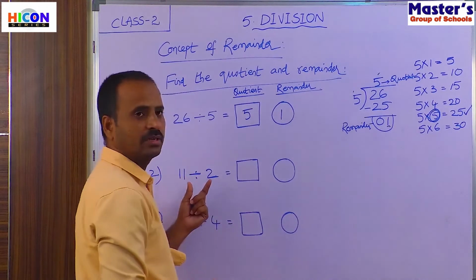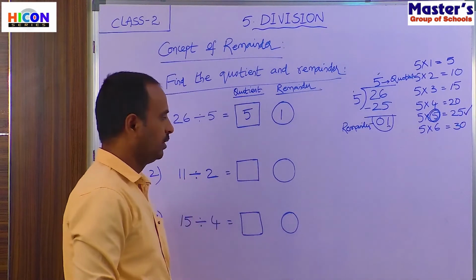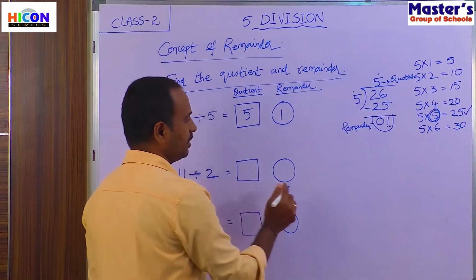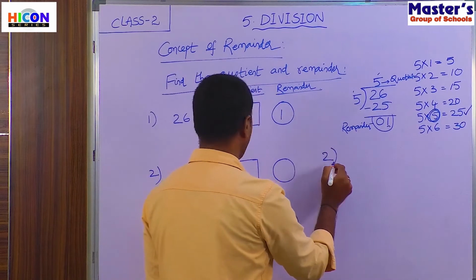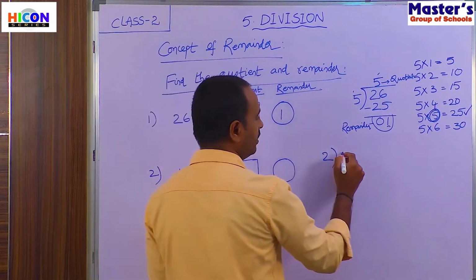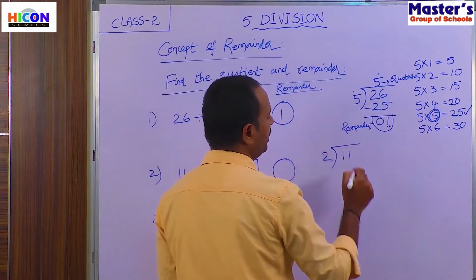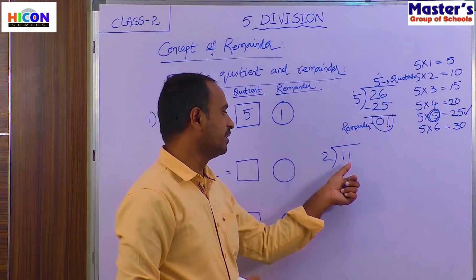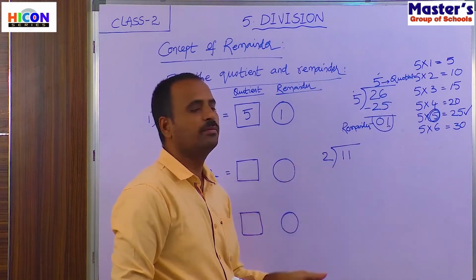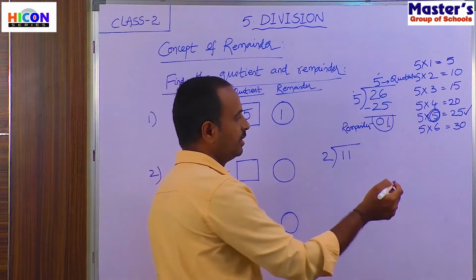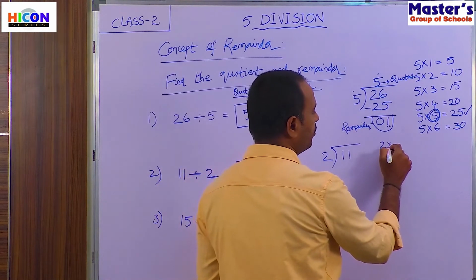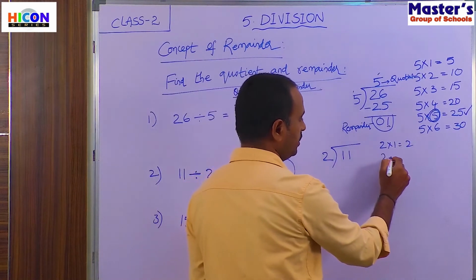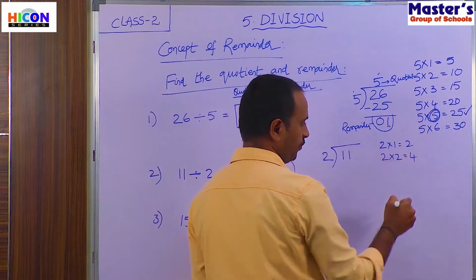So let us see the second division. That is 11 divided by 2. First, arrange these two numbers in the division method. Write 2 in the left bracket and write the dividend 11 in the middle and draw a line above the dividend. Let us find when we get the number 11 in the second table. Let us see the table of 2. If you take 1 time, 2 ones are 2. And if you take 2 times, 2 twos are 4.